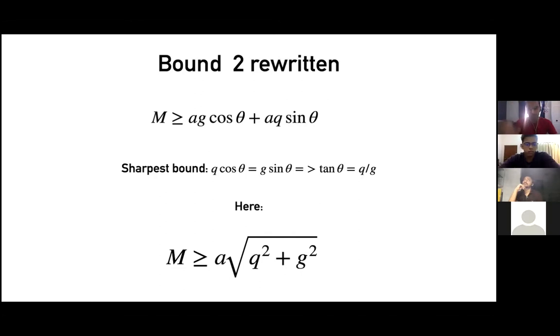And that just implies that tan theta is q over g. So if tan theta is q over g, you can work back to what sine and cos have to be. And so finally, we get the bound that m has to be greater than a times the square root of q squared plus g squared. This is the BPS bound.